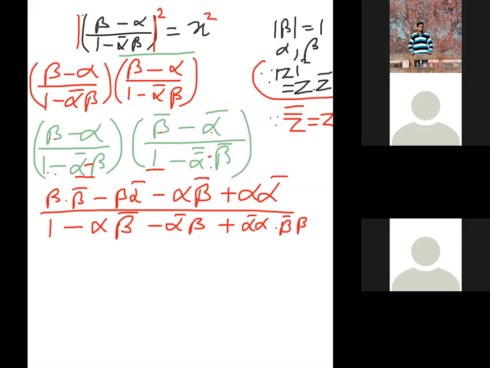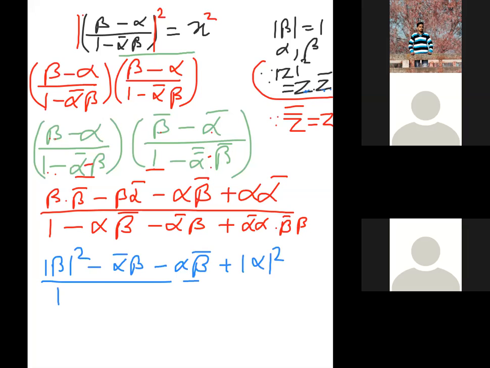Now see, Z into Z conjugate, here I'm showing you with the blue dots. Z into Z conjugate equals mod Z square. So beta into beta conjugate will be mod beta whole square, minus alpha conjugate beta, alpha conjugate I have written first, minus alpha beta conjugate. Alpha into alpha conjugate can be written as mod alpha whole square, upon 1 minus alpha beta conjugate minus alpha conjugate beta plus alpha alpha conjugate, mod alpha square into mod beta square.